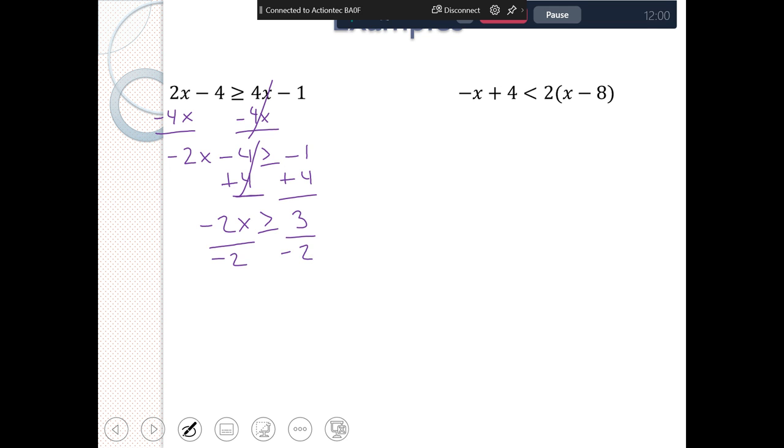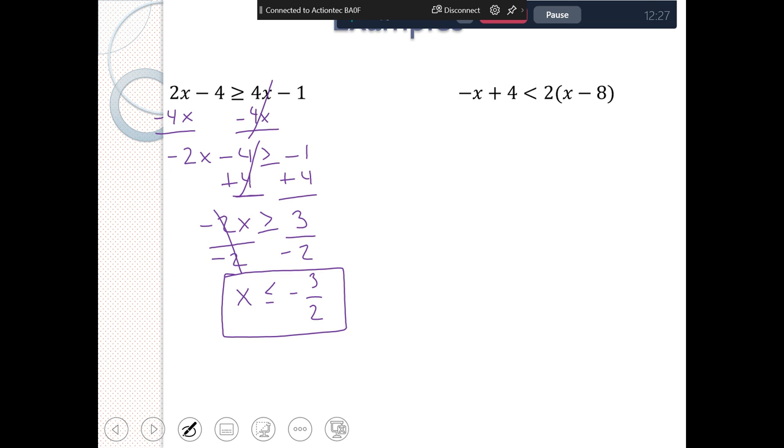So I'm dividing by a negative number. What do I need to do with my sign? Flip it, or change it, or reverse it. So instead of greater than or equal to, it's going to come out less than or equal to. The equal to still stays. So those cancel out, leaving me with x. And this can't reduce, so it's just going to be 3 over 2. And then we would traditionally graph it. It would have a closed circle, and it is less than, so it would be going to the left.